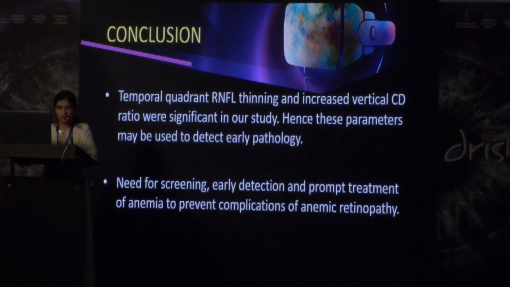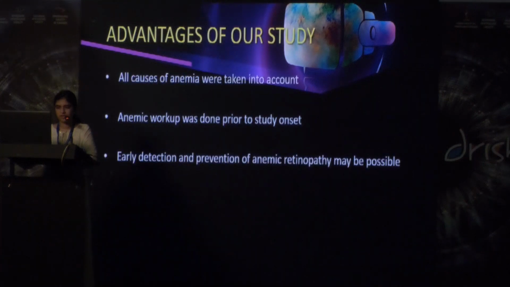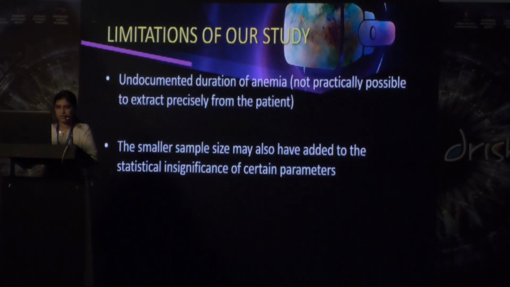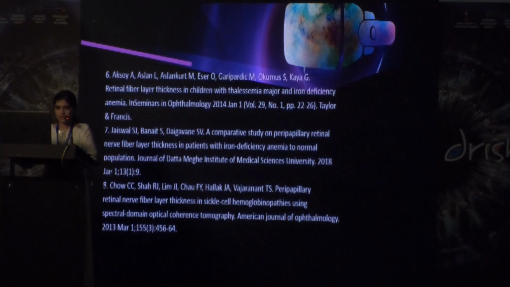So temporal quadrant RNFL thinning and increased vertical cup disc ratio were significant in our study. Hence, these parameters may be used to detect early pathology. Hence, the need for screening, early detection, and prompt treatment of anemia to prevent complications of anemic retinopathy. Advantages of our study: all causes of anemia were taken into account, and anemic workup was done. Limitations included undocumented duration of anemia and smaller sample size. These were my references. Thank you.